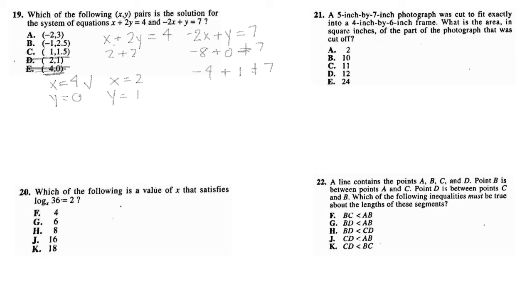And I'm just going to skip these decimals. Let's try A. I'm going to erase some of this so I'll have some room here. So for A, I'm going to try negative 2 and 3. So negative 2 plus 2 times 3, 6. So yeah, that's 4. And then what about over here? Well, negative 2 times negative 2 is 4 plus 3. That is 7. So there's the solution. It's going to be A.